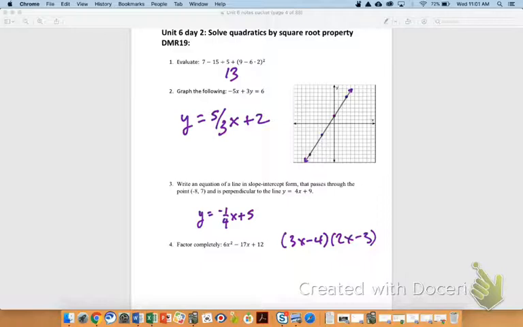So I don't want you to think about it. I want you to literally write some score out of 4 on your paper, right? 2 out of 4, 3 out of 4, whatever it is. When you get done grading, give yourself a score out of 4.